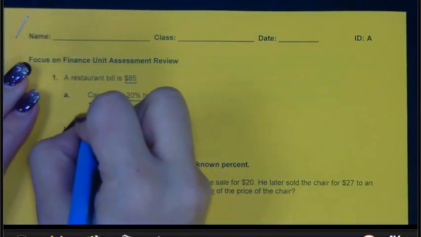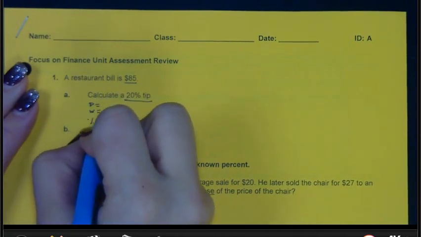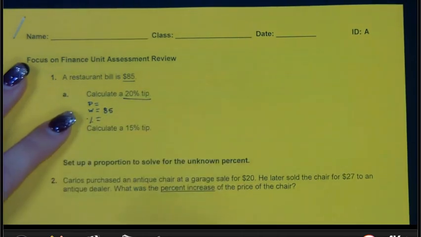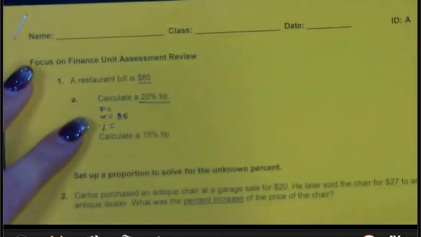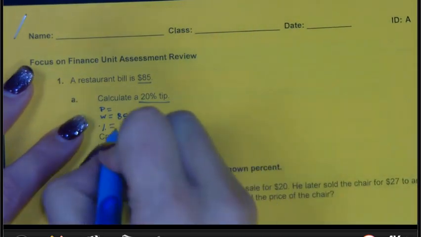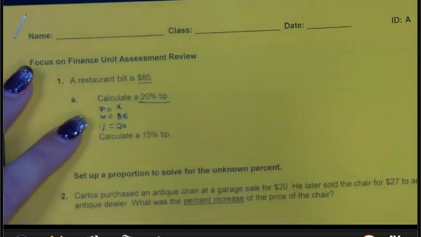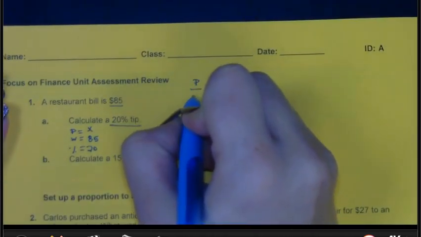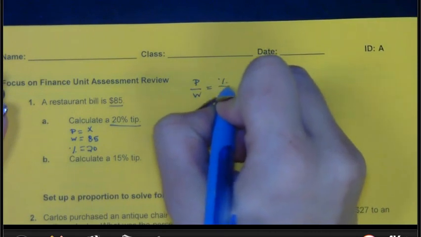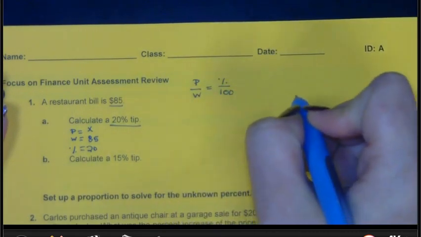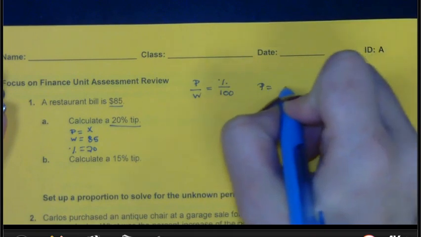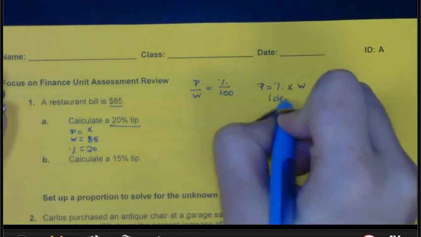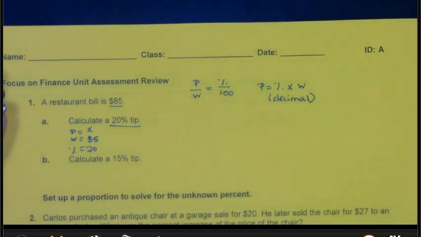So I'm going to create my part, my whole, and my percent. Well, I know my total, which is my bill of $85. I know my percent is 20, and I do not know my part. Now, you can use two different ways to solve this problem. You can use your proportion, part over whole equals percent over 100, or you can use your percent equation, which is part is equal to percent times the whole, where the percent needs to be written as a decimal.